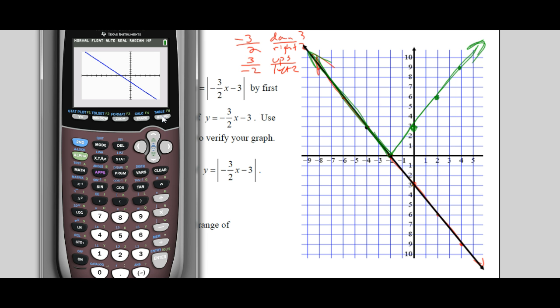Now I want to do the absolute value. So I'm going to try something. I'm going to do 2 things. So I'm going to go down here. I'm going to pull out the absolute value function, right? And I'm going to say math, and under num, number 1 is ABS. Okay. Notice it gives us the absolute value, right? And I'm going to say vars, go over to y vars, function, and there's where I can find y1. So I'm going to say, I want you to graph the absolute value of y1.